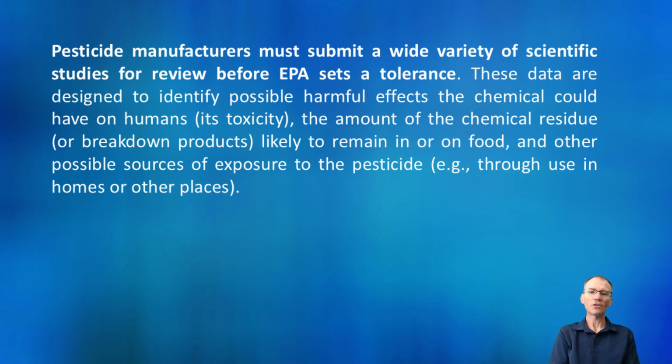Pesticide manufacturers must submit a wide variety of scientific studies for review before EPA sets a tolerance. These data are designed to identify possible harmful effects the chemical could have on humans, its toxicity, the amount of the chemical residue or breakdown products likely to remain in or on food, and other possible sources of exposure to the pesticide, e.g. through use in homes or other places.